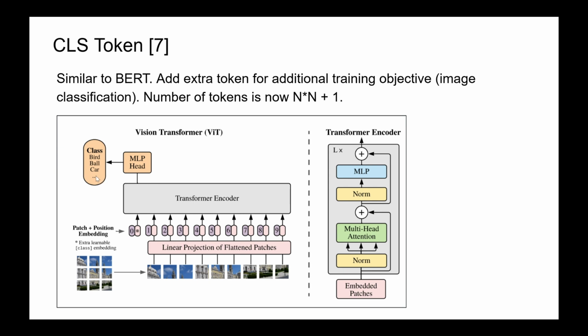And that's actually the special CLS token, and I think you can already guess why it's called CLS. That's because it's used for the classification of the object, of the image, sorry. And the number of tokens is now n squared plus 1. The plus 1 comes from this additional token that we just added.